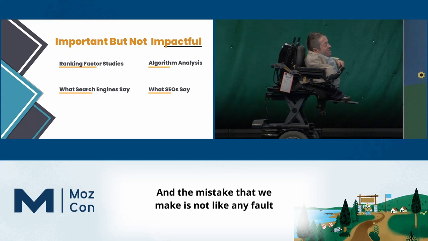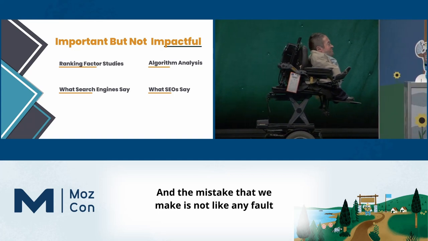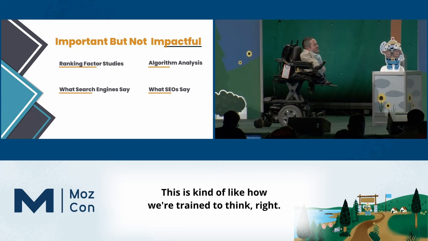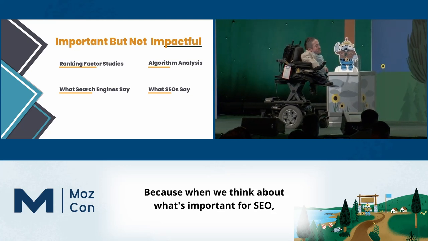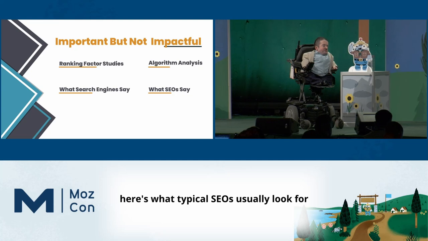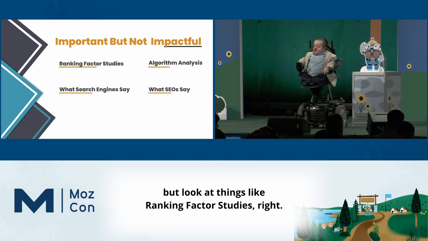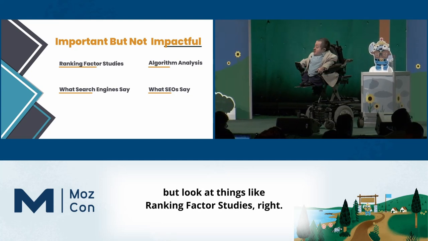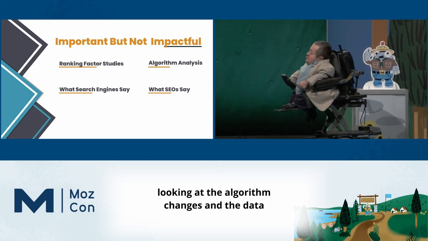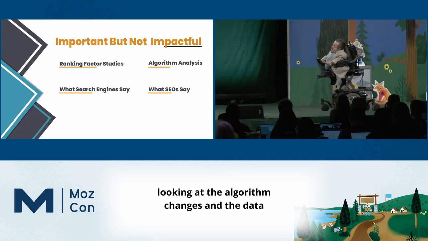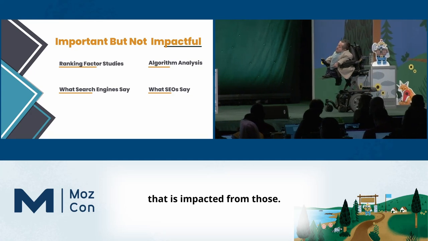The mistake that we make is not any fault of our own. This is kind of how we're trained to think, right? Because when we think about what's important for SEO, here's what typical SEOs usually look for. They look at things like ranking factor studies, right? We look at things like algorithm analysis, looking at the algorithm changes and the data that is impacted from those.